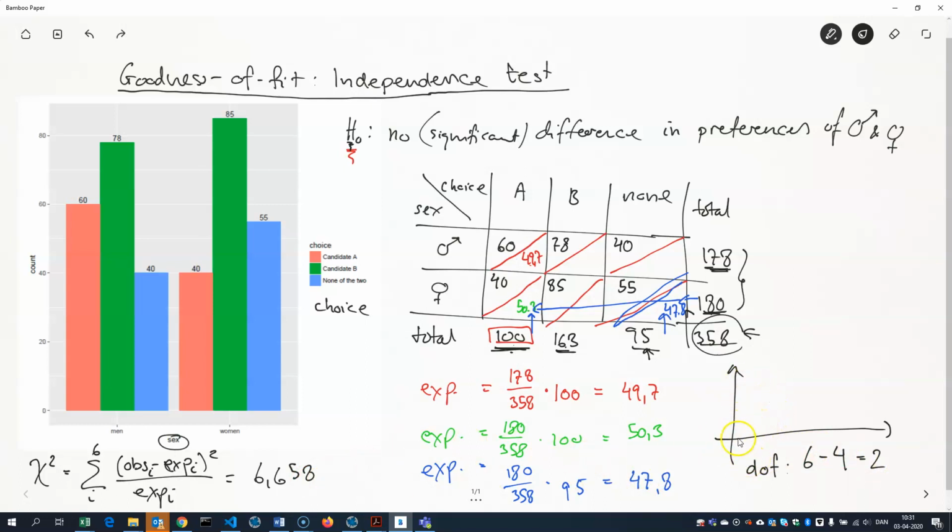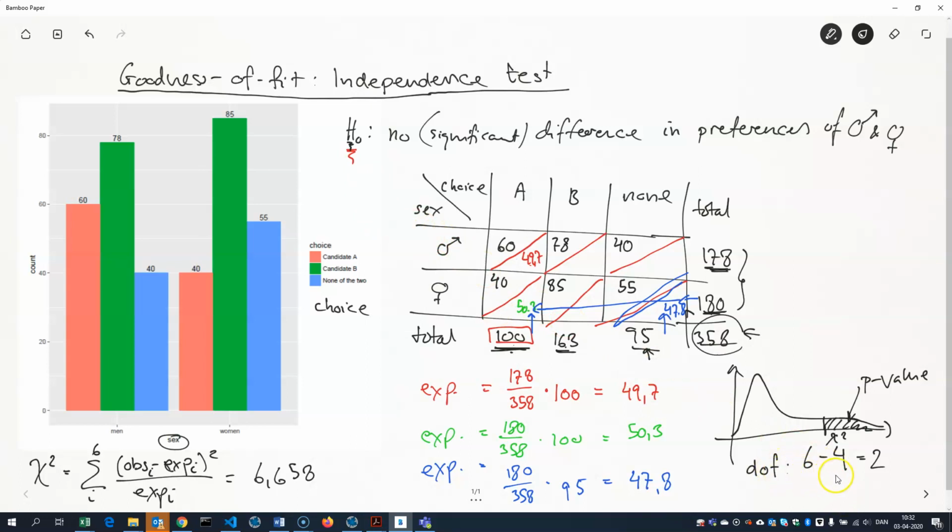Oh, that wasn't a very pretty one. I'm not really sure what it looks like, but something like this. So what we would do is that we would find out where is our test statistic here. What area does it exclude to the right? And that would be our p-value, telling us whether or not to reject the null hypothesis.